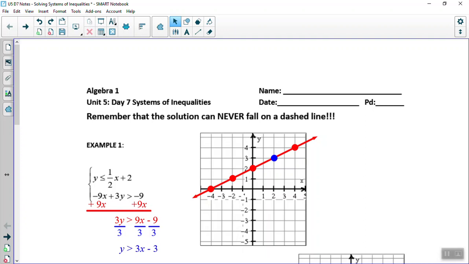So y-intercept of -3 and a slope of 3. And then we can draw on our line. All right, now we have to do our shading.